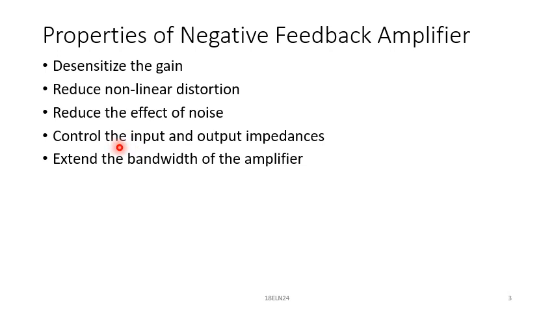The fourth property is to control the input and output impedances. There are two parameters of amplifiers: one is the input impedance, the other is the output impedance. The input impedance is generally determined from the input side, whereas the output impedance is obtained from the output side of the amplifier. There will be an improvement in the input and output impedance. It depends upon the feedback amplifier used.